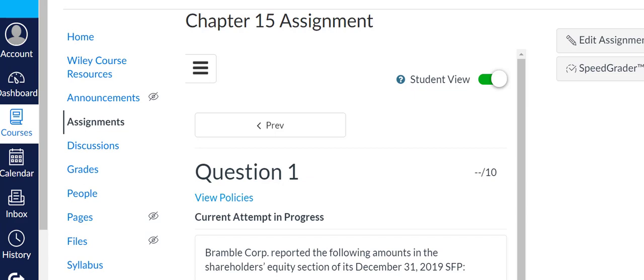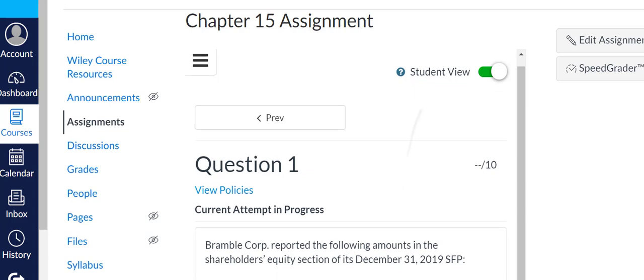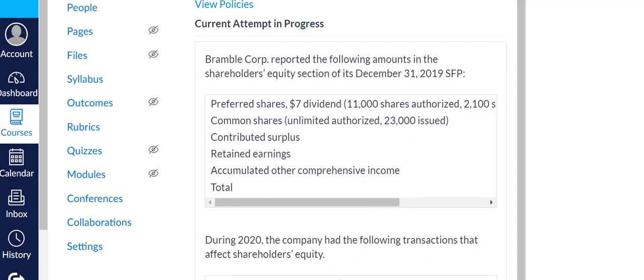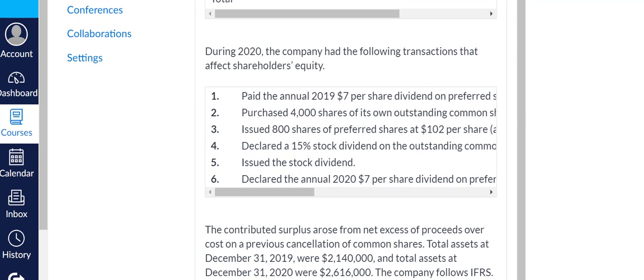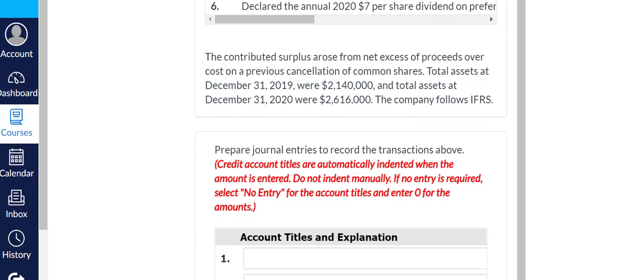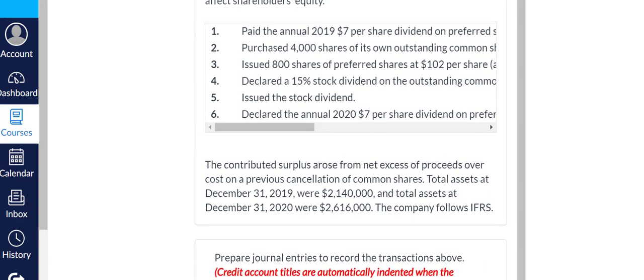This is a quick video to walk through the Chapter 15 Wiley Plus assignment on shareholders' equity. We have the information on the shareholders' equity of a company as at December 31, 19, some 2020 transactions and some other information, and then it wants journal entries for each of the transactions. For the most part, this should be a pretty straightforward walkthrough of things we did in class or things you can refer to back in the book.